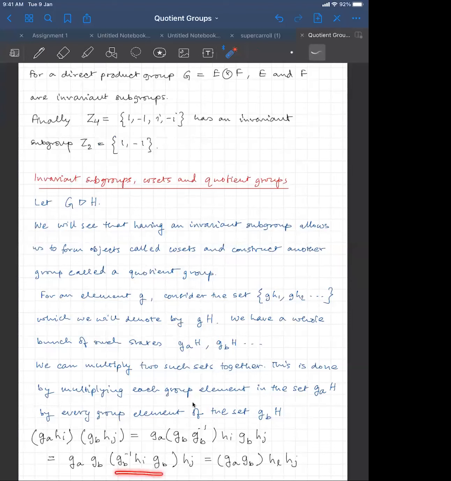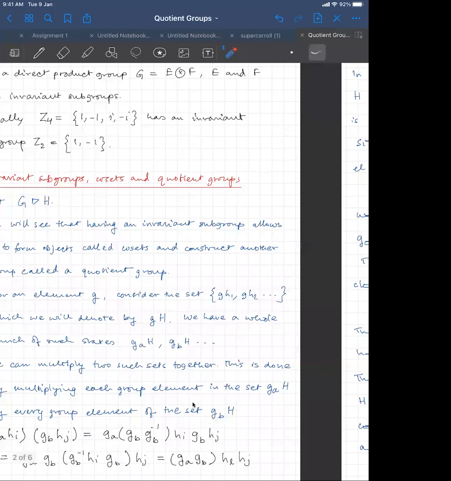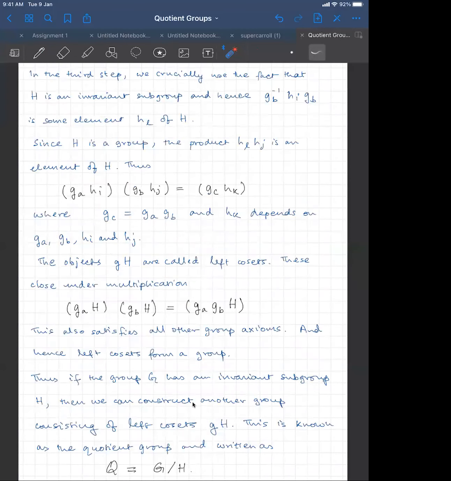Now we group this thing, so we group it as ga gb, and then we look at gb inverse hi gb. Remember that when we do this, and given the fact that H is an invariant subgroup, we can always write this as some hl, okay? So this becomes ga gb times hl hj, okay? Where again, as we have said, in the third step, we have crucially used the fact that H is an invariant subgroup, and hence gb inverse hi gb is some element hl of big H.